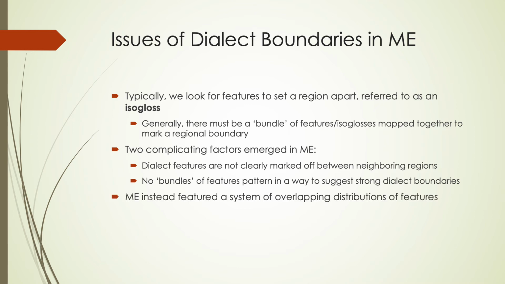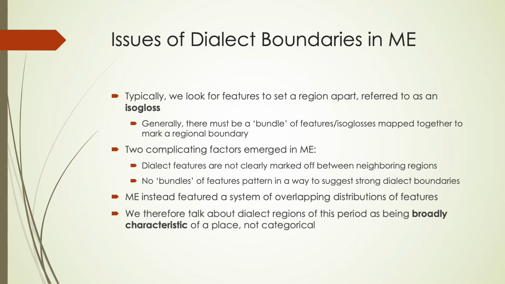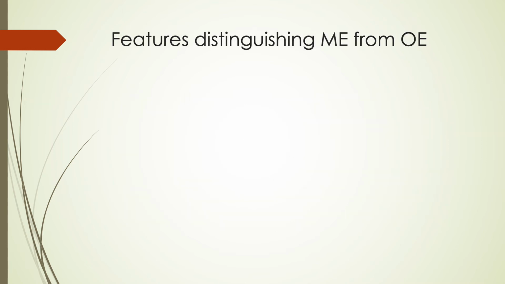So instead, what we're seeing is a system of a lot of overlapping distribution of different features. When we start looking at different dialects, when we start talking about features, there are going to be general features that you're likely to see, but that you're not necessarily always going to see with particular regions. So we're thinking of these as broadly characteristic of a place, not something that's categorical, not something that you would expect to always find. If there's a particular spelling of a word that we often see in a region, it doesn't mean that we're always going to see it that way. There may be variations that aren't as common, but that are still very easily found. And we'll see some features that are helping to distinguish some of the things between Middle English and Old English as we're looking through these.